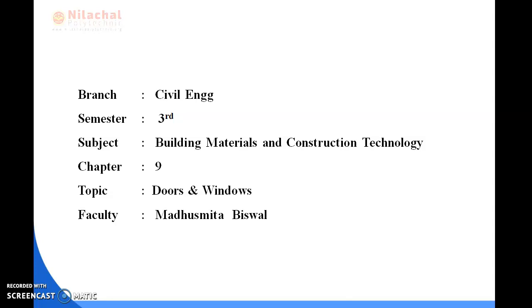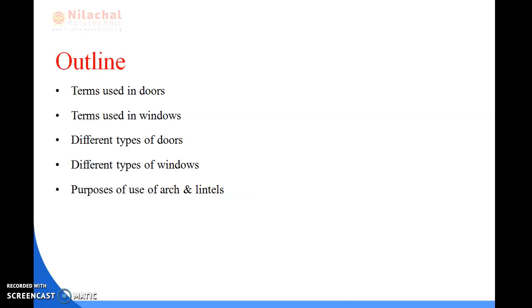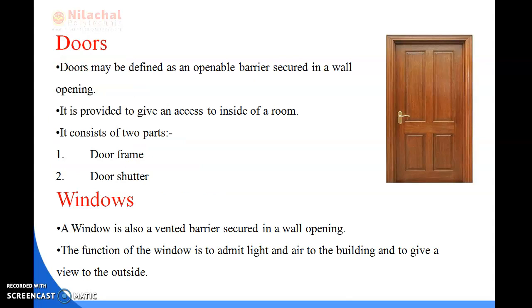In this chapter, these are the articles we will be learning about. What are the terms used in doors and windows? What are the different types of doors and windows? And the last one is, what are the purposes of use of arch and lintels? So we will be reading about doors.